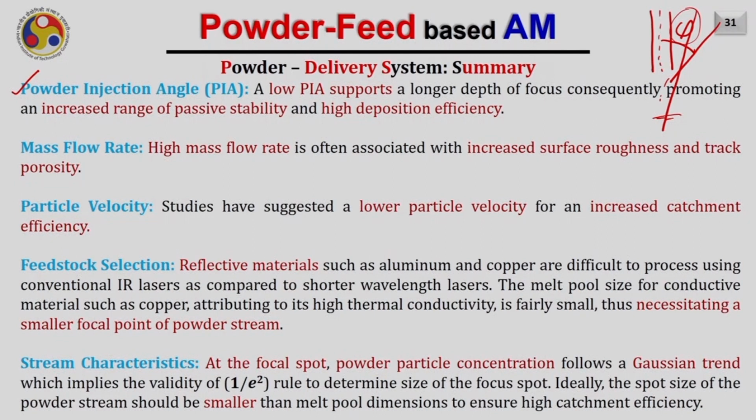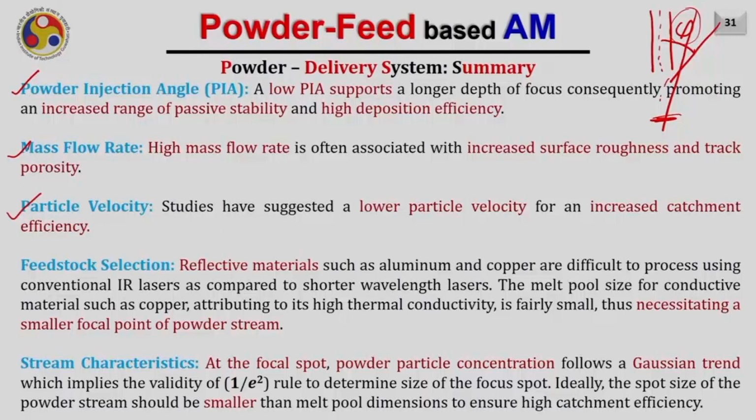The mass flow rate of the powder particles is often associated with increasing surface roughness and track porosity. So we have to be very optimal while making a compromise between the deposition rate and the mechanical property of the final track. Also we have discussed that a lower powder velocity is used to increase the catchment efficiency.